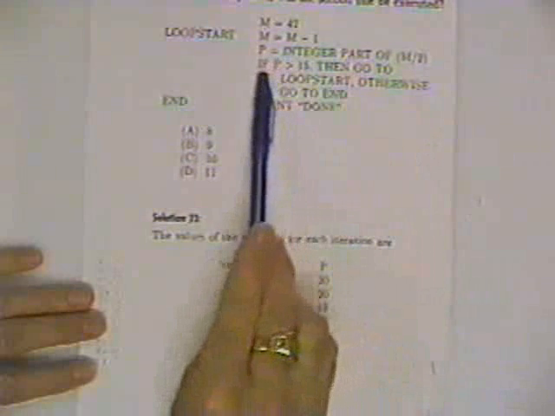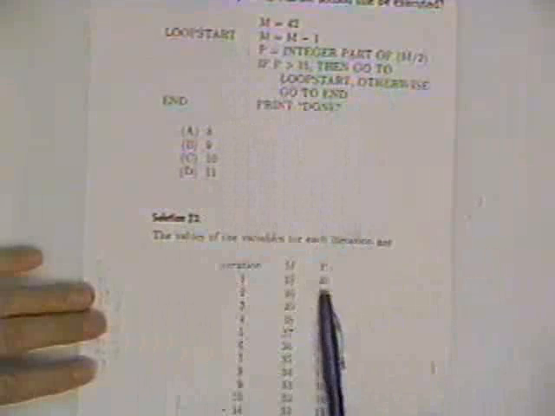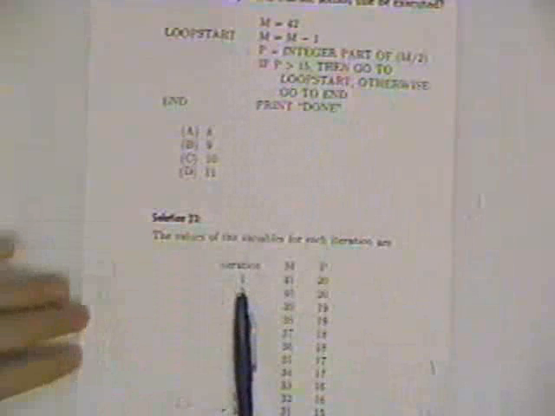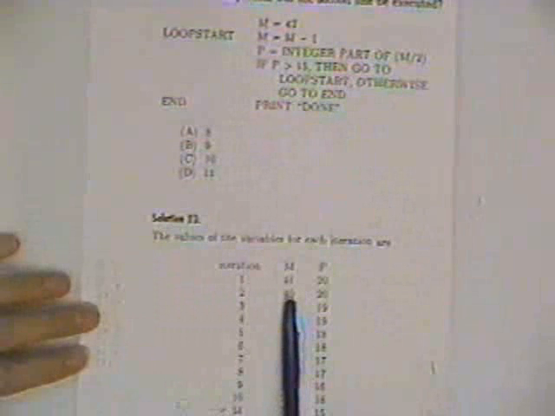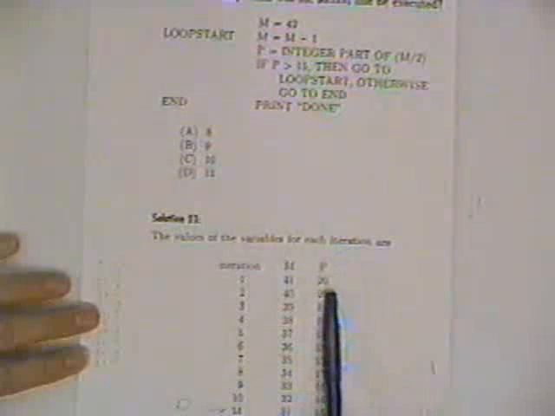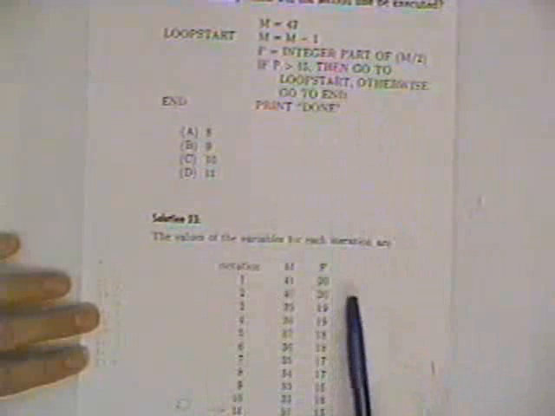All right? It then comes down and checks, is p greater than 15? Well, the value of p is 20 at that point, so it is greater than 15, so then you go back to the start of the loop. All right? At the start of the loop, you are now in the loop for the second time. You subtract 1 from the value of m, so it becomes 40. You take the integer part of m divided by 2. m divided by 2 is 20. The integer part is 20. So p is 20. You go through, check, make sure it's greater than 15, and so forth.